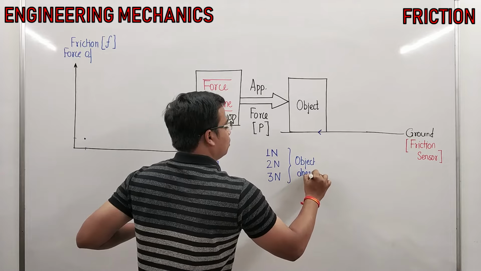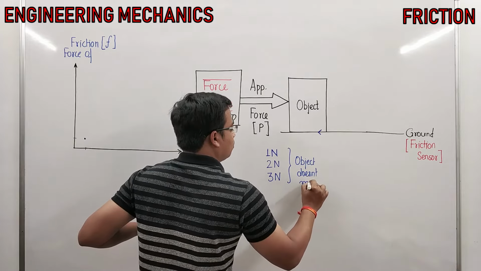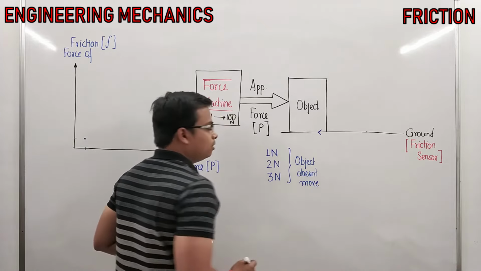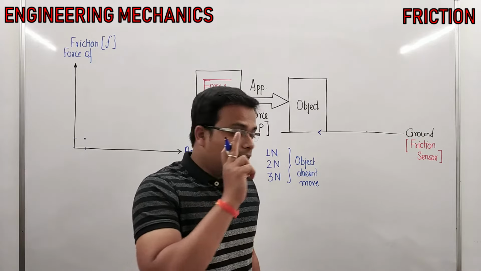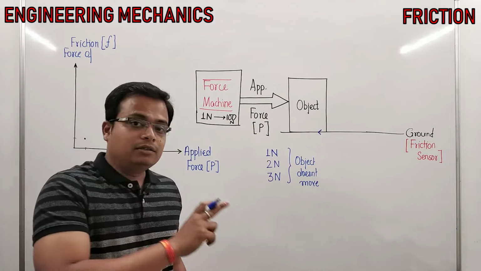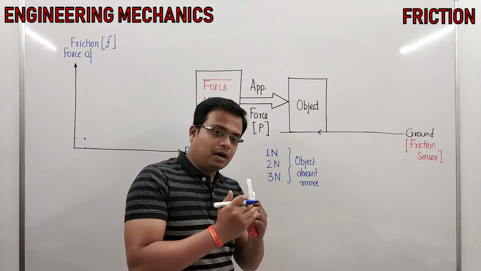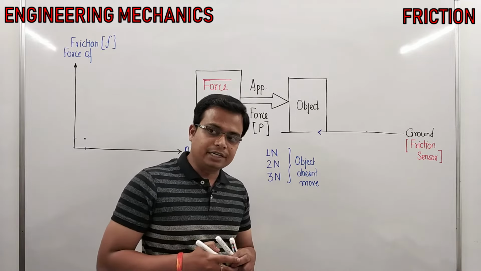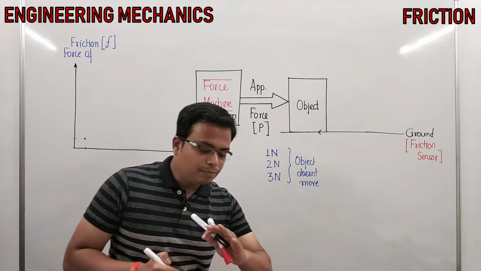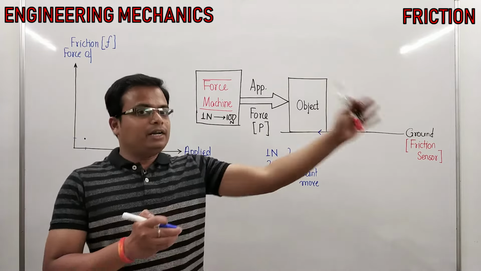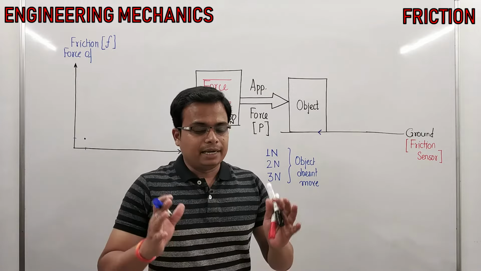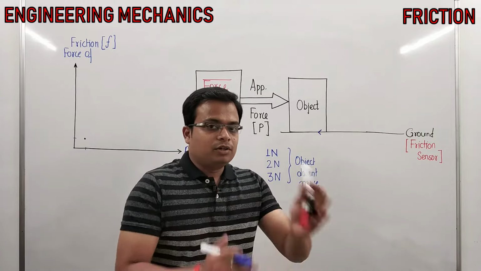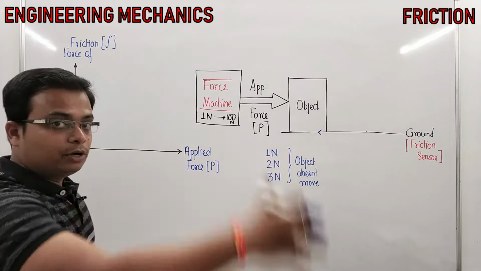That means the object tries to maintain its state of rest. But this state can happen up to a certain limit, up to a certain range, after which, once the value of applied force goes beyond that limit, the object would break loose and it would automatically start moving and get itself into the state of steady motion. And that is going to be your kinetic friction.